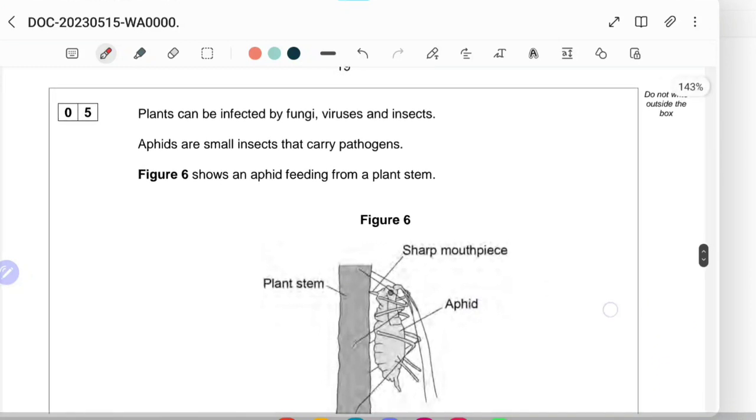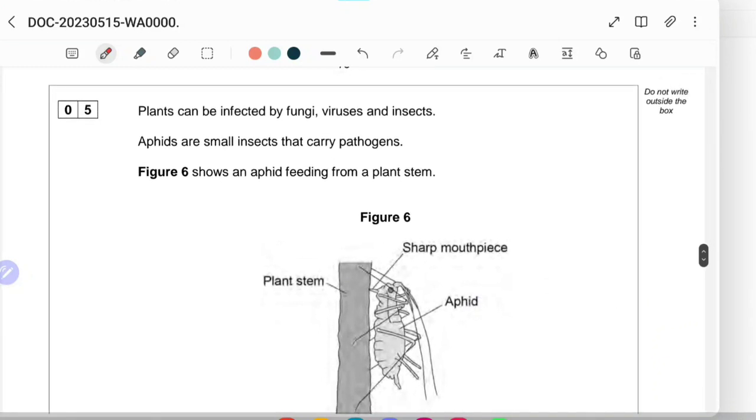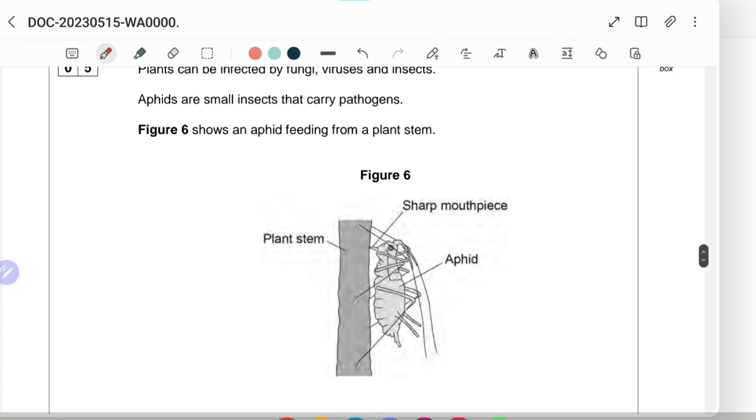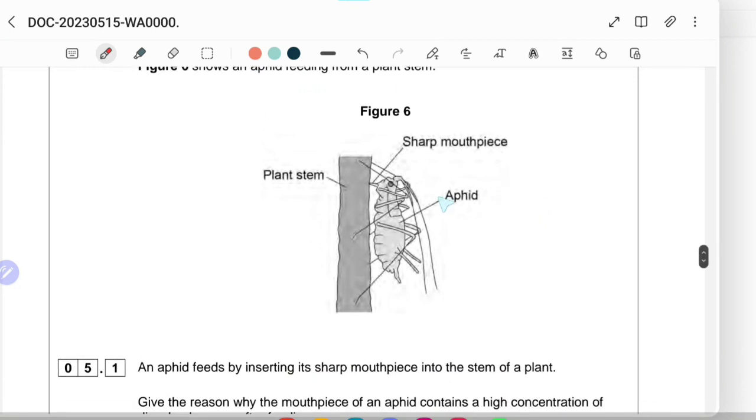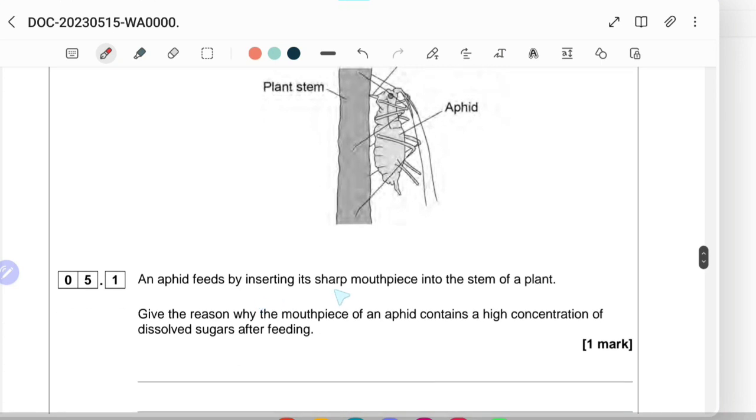Plants can be infected by viruses, fungi, and insects. Aphids are small insects that carry pathogens. Figure 6 shows an aphid feeding from a plant. Okay, all right. So an aphid feeds by inserting its sharp mouthpiece, which is called a stylet, into the stem of a plant. Give the reason why the mouthpiece of an aphid contains a high concentration of dissolved sugars after feeding.